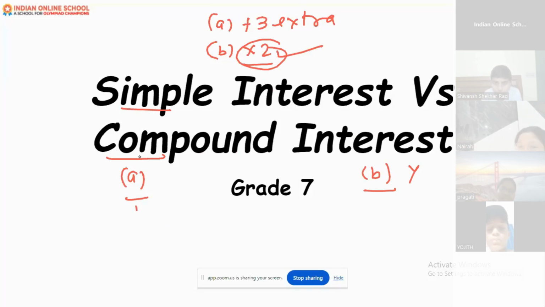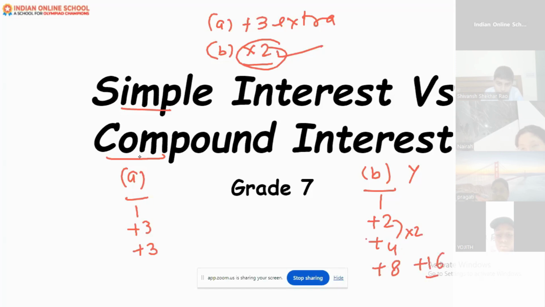Let's suppose I have given one chocolate to each of them. When I choose three extra, each time I will get three extra. But here, each time I will get double of it. That means there will be 2, then 2 into 2 will become 4, then 4 into 2 will become 8, and 8 into 2 will become 16. So you can see the number of chocolates keeps increasing, and here the extra money is fixed.